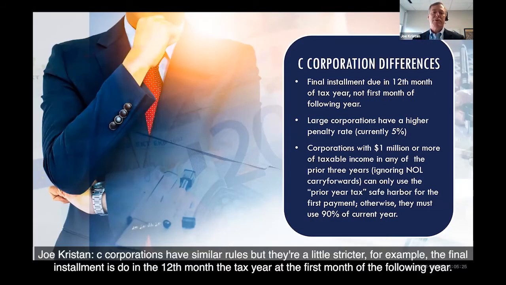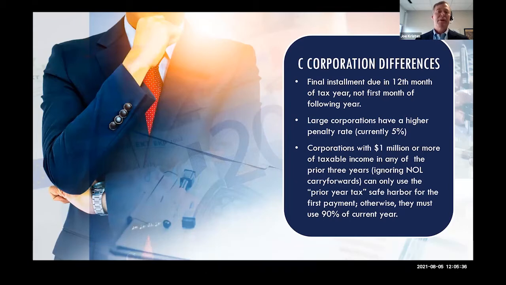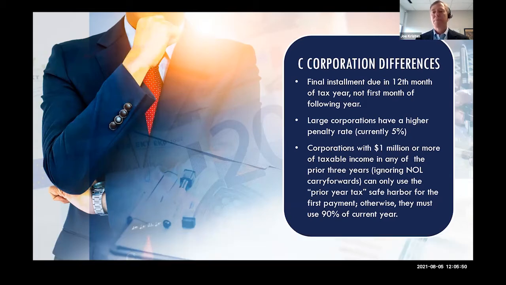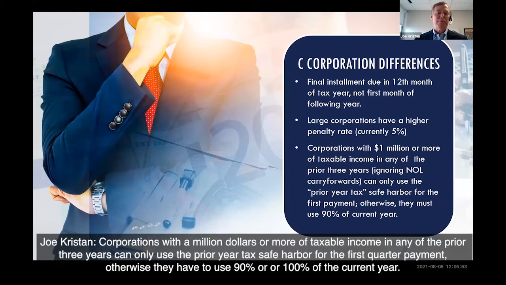C corporations have similar rules, but they're a little stricter. For example, the final installment is due in the 12th month of the tax year, not the first month of the following year. And generally, you have to pay 100%, not 90% of your amount due. Large corporations have a higher penalty rate. Right now, it's 5% as opposed to the 3% for small corps and individuals. Corporations with $1 million or more of taxable income in any of the prior 3 years can only use the prior year tax safe harbor for the first quarter payment. Otherwise, they have to use 90% or 100% of the current year.